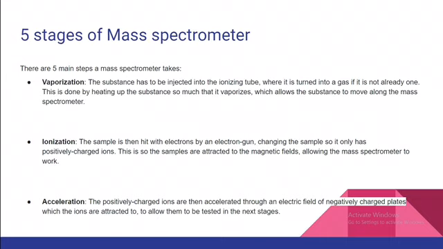The second step is ionization, where the sample is hit with electrons using an electron gun, changing the sample so that it only has positively charged ions. These positively charged ions are attracted to the magnetic fields, allowing the mass spectrometer to work. The third step is acceleration. Acceleration is where the positively charged ions are accelerated through an electric field of negatively charged plates, which the ions are attracted to, allowing them to be tested in the next stages.